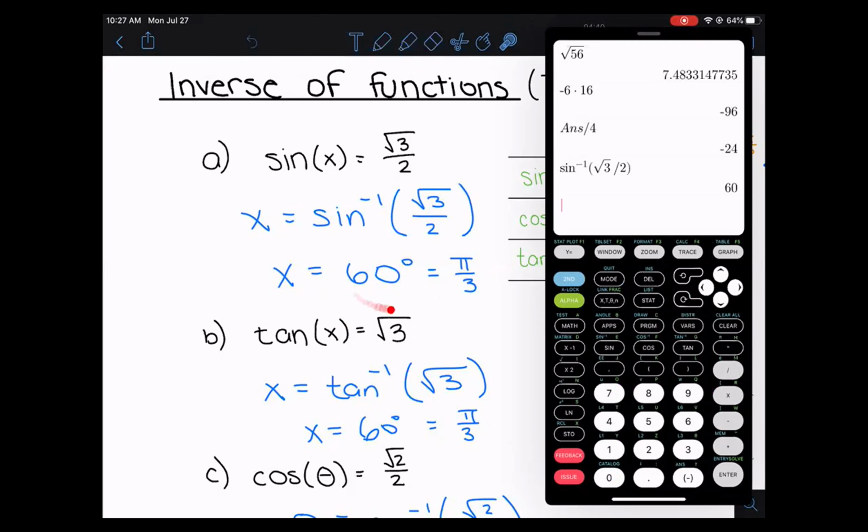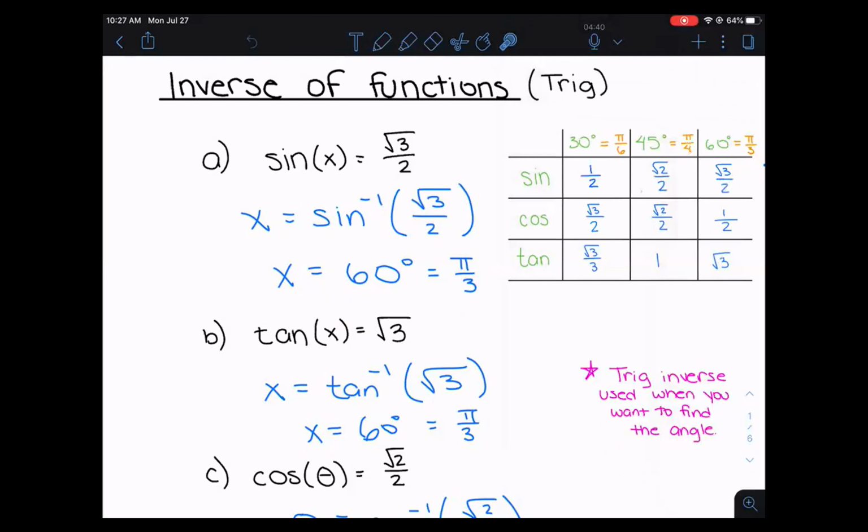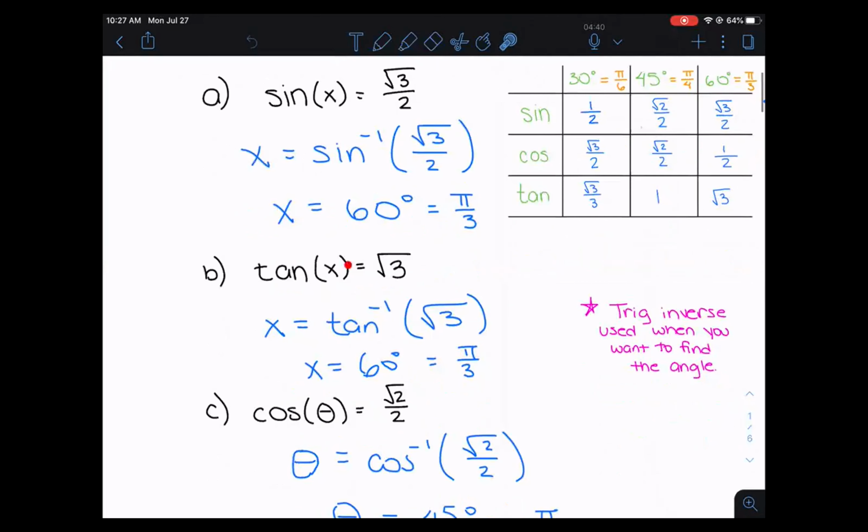And so if you wanted to turn this into radians, again, remember that 60 degrees is just the same thing as pi over 3. So that's how you can get that. And then another example, I actually did 3 of them. If you wanted to find the tangent x of the square root of 3, it's the same thing. You're basically looking for the angle that has tangent equal to the square root of 3.